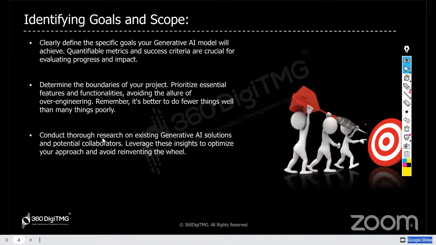This is how the goals and the scope should be maintained. You should have a clear idea about it, determining the boundaries for your project, along with conducting thorough research on existing generative AI solutions. This will save a lot of time and allows us to maintain the right path without any deviations.